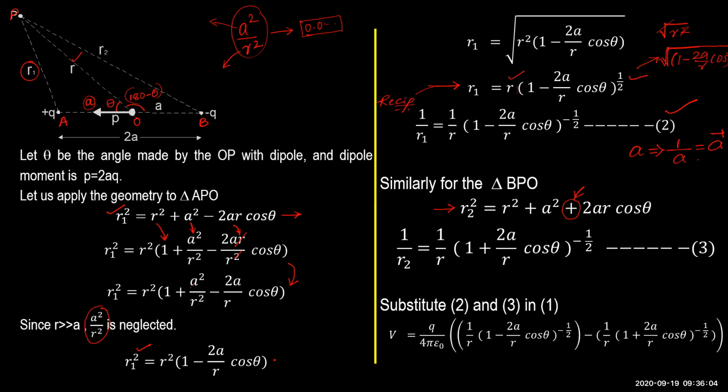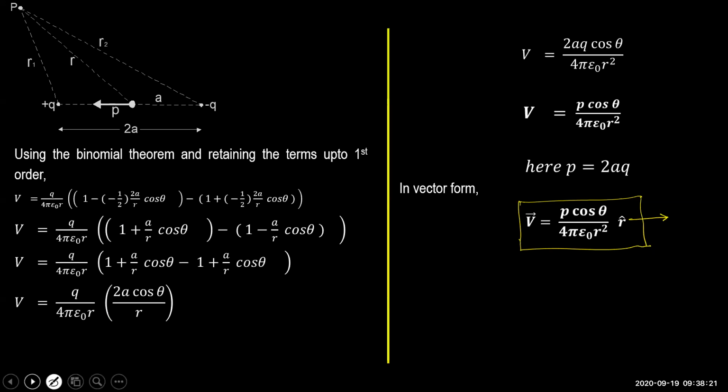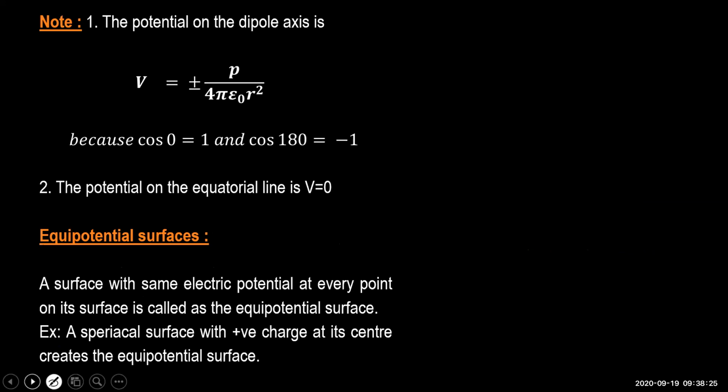Yes, if you have anything to ask, okay. So after the discussion of electrostatic potential due to a dipole, we have one more concept, that is what happens when the angle becomes 0 degree and what happens when the angle becomes 180 degree.